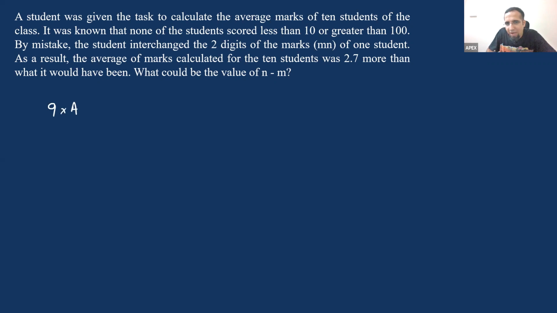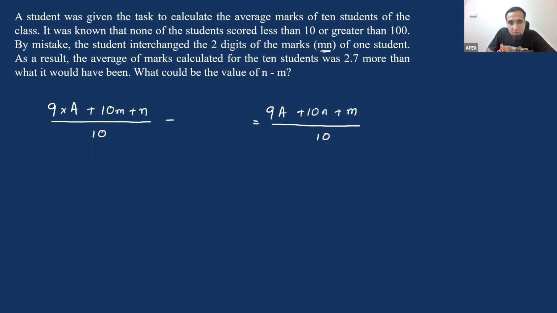And the 10th student had MN. Now what happened actually, MN is a 2-digit number, right? So let me write, so the 10M plus N, this is a 2-digit number. This divided by 10 should have been the average. Clear? But what did this person do? This person took 9A plus 10N plus M, interchange the 2 digits of the number. So it comes under 2-digit model. Clear? This divided by 10. So the average thus obtained was 2.7 more than this value.